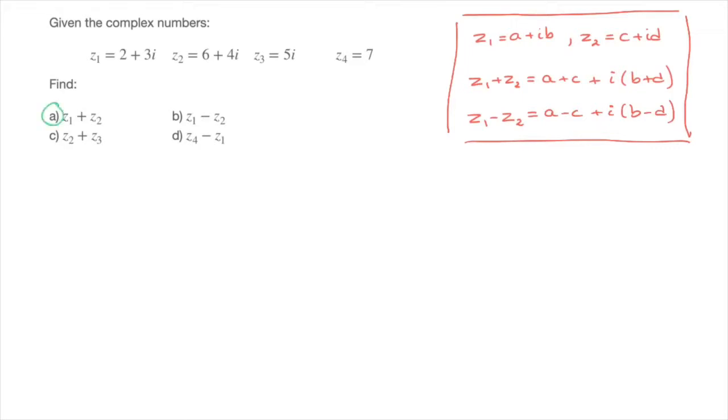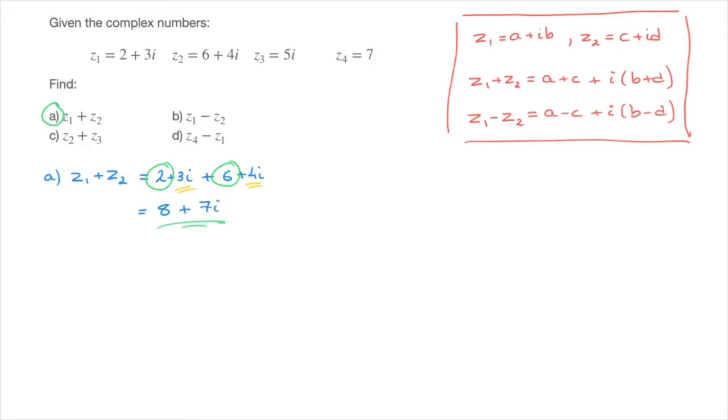So the first question we have is question A. And in question A, we need to find z1 + z2, where z1 is the complex number 2 + 3i, and z2 is the complex number 6 + 4i. And we can write this as follows. z1 + z2 equals 2 + 3i, that's z1, plus z2, which is 6 + 4i. Now, to add these two complex numbers, all we have to do is gather like terms. In other words, we gather the two real parts, that's 2 and 6, and we gather the imaginary parts. So that's equal to 2 + 6, which is 8, plus 3i + 4i, which is 7i.